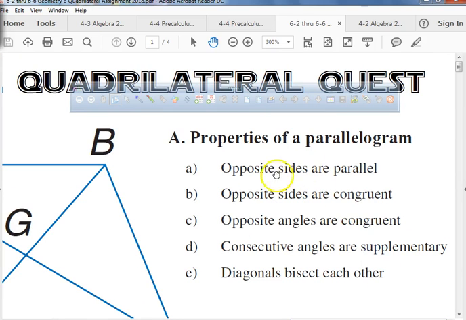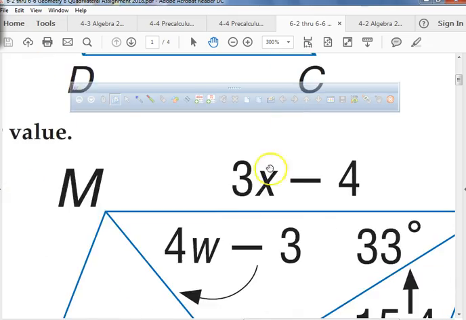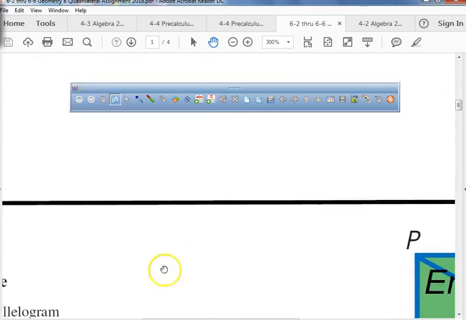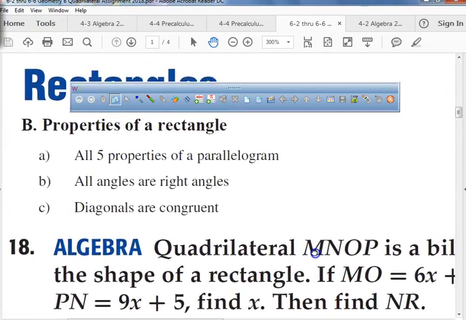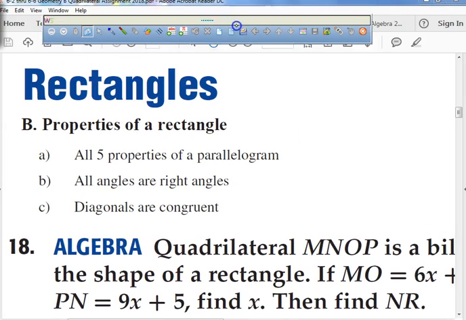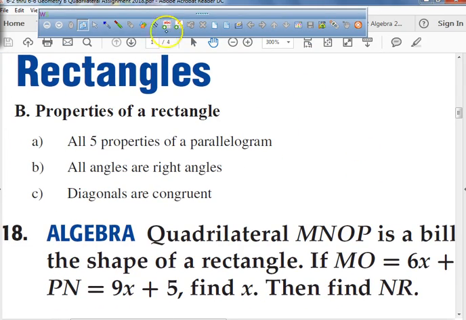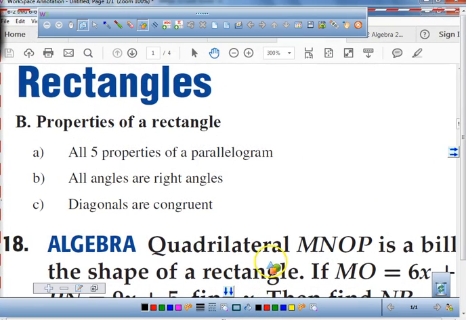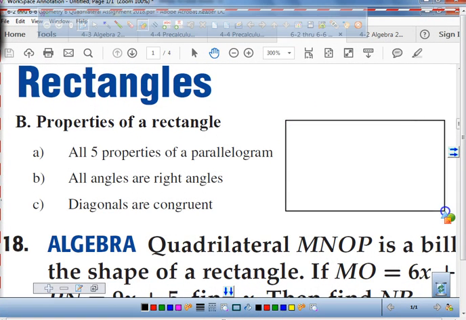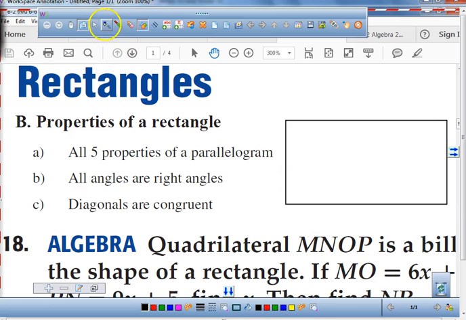But those are all the properties of a parallelogram. So all of these are part of a rectangle. Okay, you already have those in your journal. A rectangle is a special type of parallelogram. That's what you need to understand. Okay? So right now I'm going to draw a little rectangle right here to the right. We're going to go over some of these properties. So I have a rectangle right there.